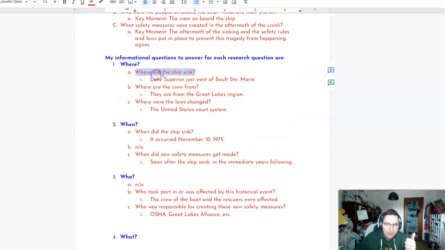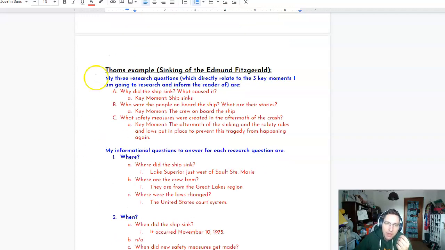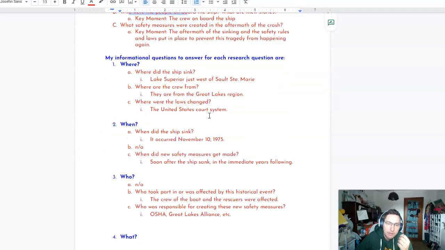Alright, so let's go to A, the where question. Where did the ship sink? So I want to be as specific as possible. Lake Superior, just west of Sault Ste. Marie. Okay, when did it sink? So again, tied into the ship sinking, the first research topic. Ask when did it sink. Now who? You're not always going to have a question to ask. If the ship sinks, I could ask maybe who's the captain, but I know I'm going to cover that in B because it's about the people on the ship. But you're not always going to have like a who question.